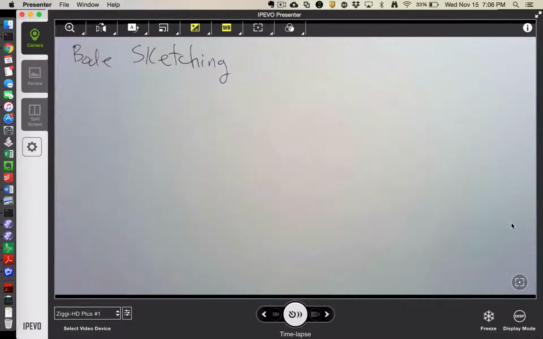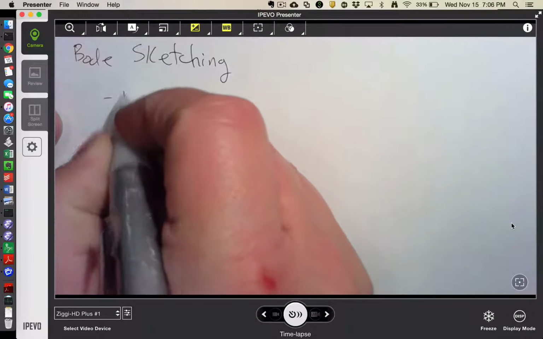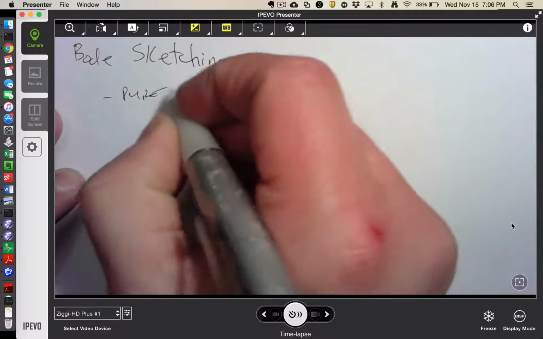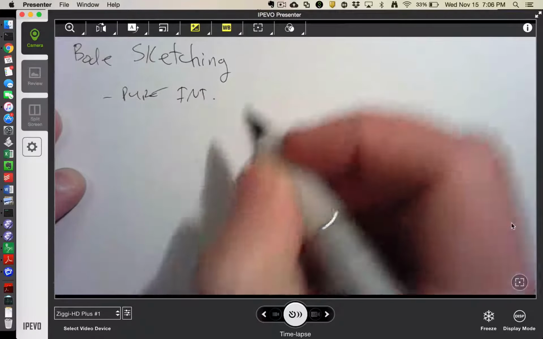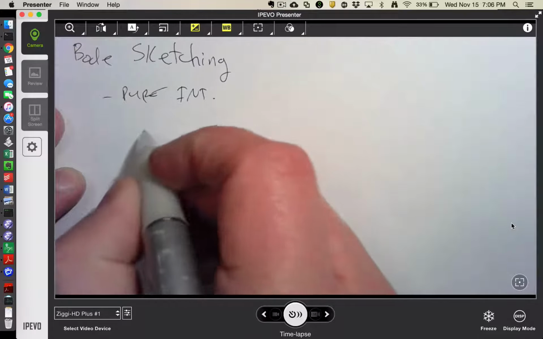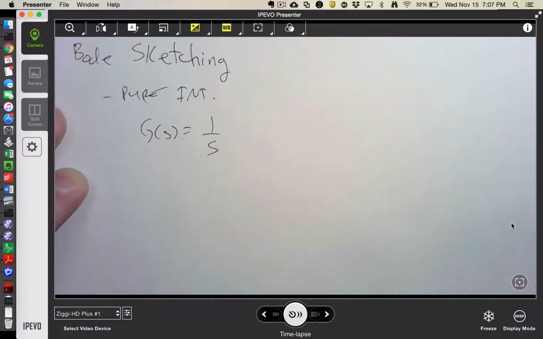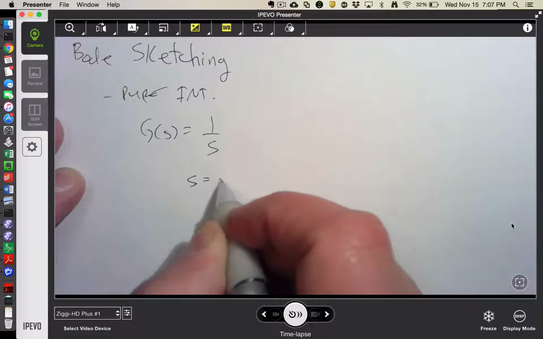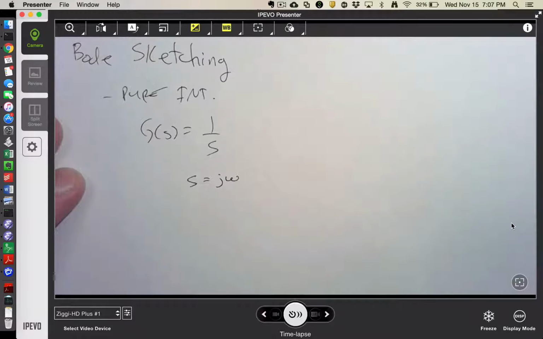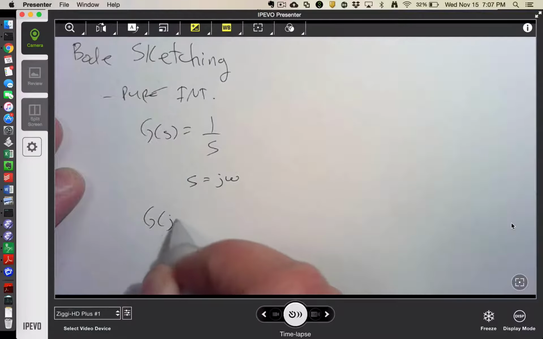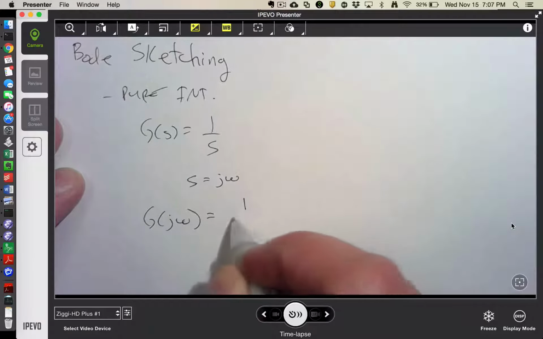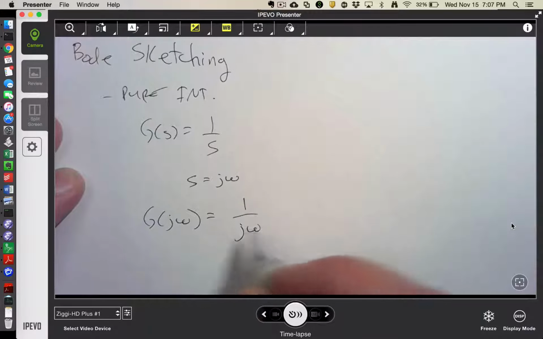Let's talk about the pure integrator. So if I'm trying to sketch a Bode plot for a pure integrator, then what I mean is that G(s) is simply 1 over s. Now, whenever we plot a Bode plot, we are simply going to substitute in s equal to j omega. So G(j omega) would simply be 1 over j omega.